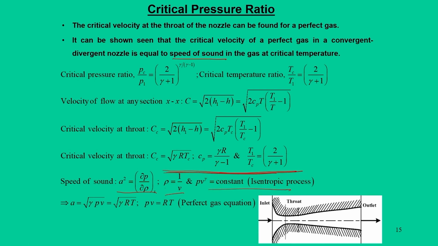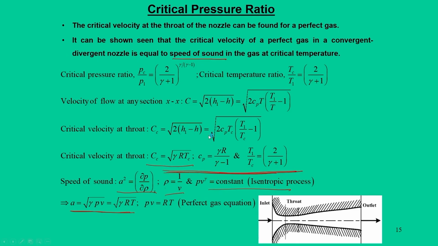If we simplify this expression and find what a is, we arrive at the speed of sound having the same relation as the critical velocity at the throat. So, we can say that the critical velocity of a perfect gas in a convergent divergent nozzle is equal to the speed of sound in the gas at the critical temperature. This speed of sound is very vital when we design nozzles for supersonic flow, but that is not part of our analysis.